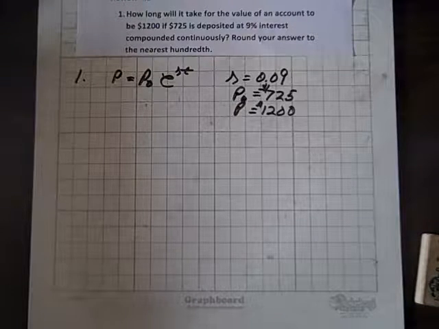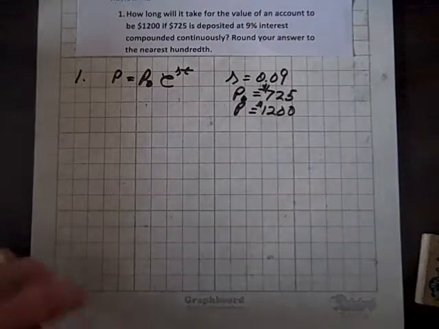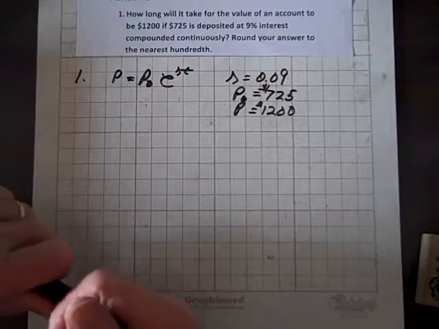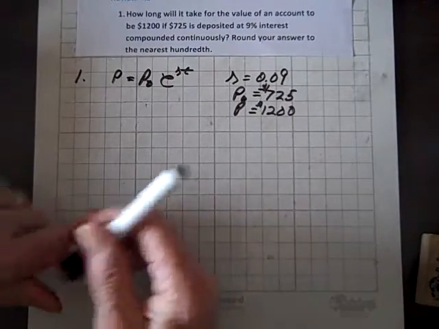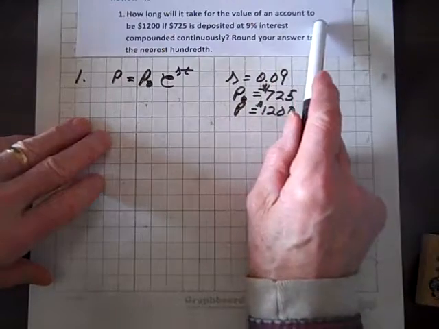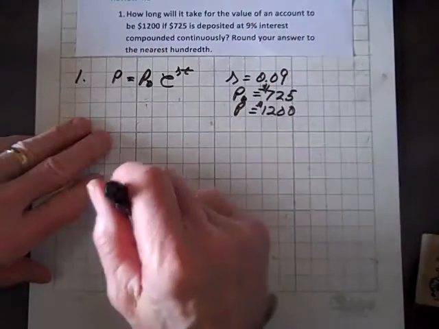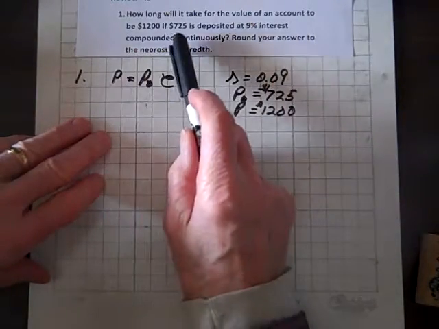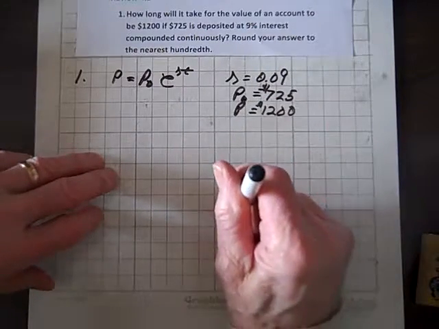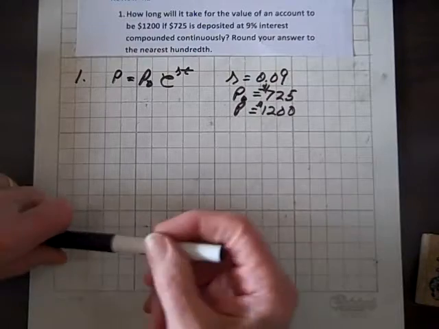Now we're doing the review for 4-2 or 4.2, and the question is, how long will it take for the value of an account to be $1,200 if they start with $725 and the interest rate is 9% compounded continuously?